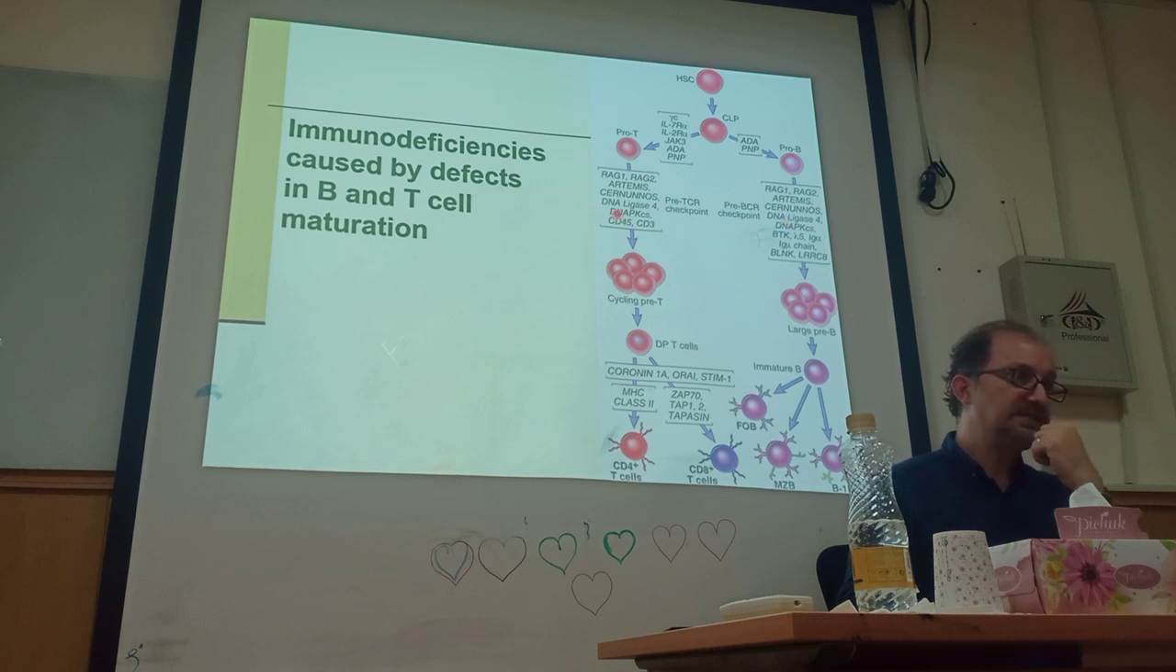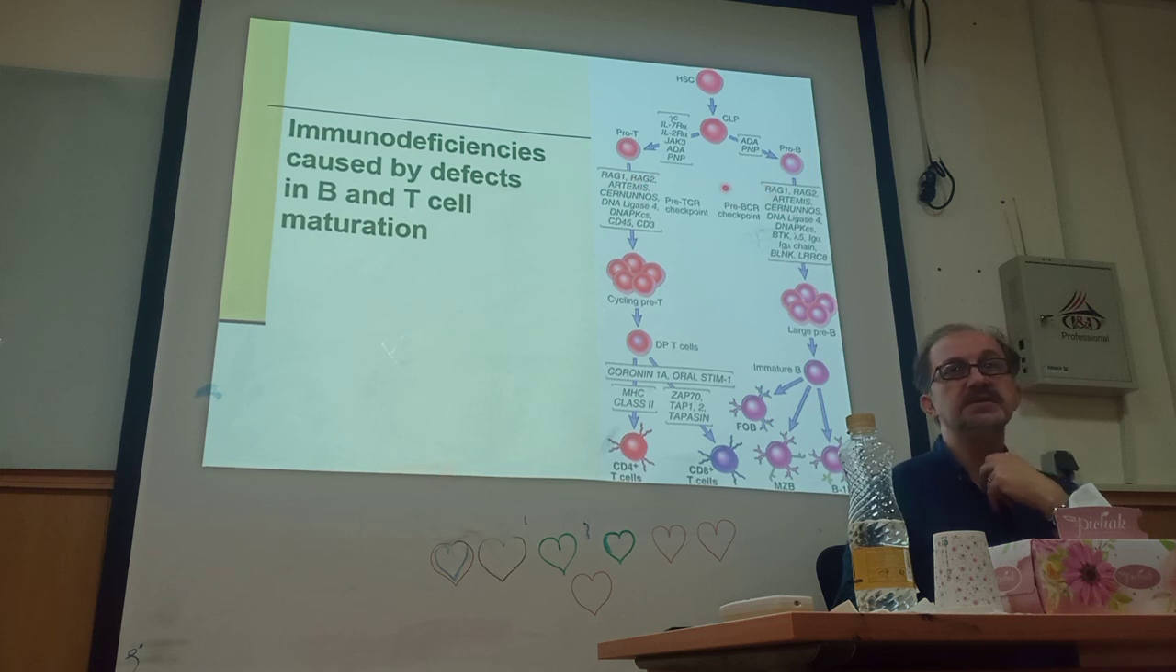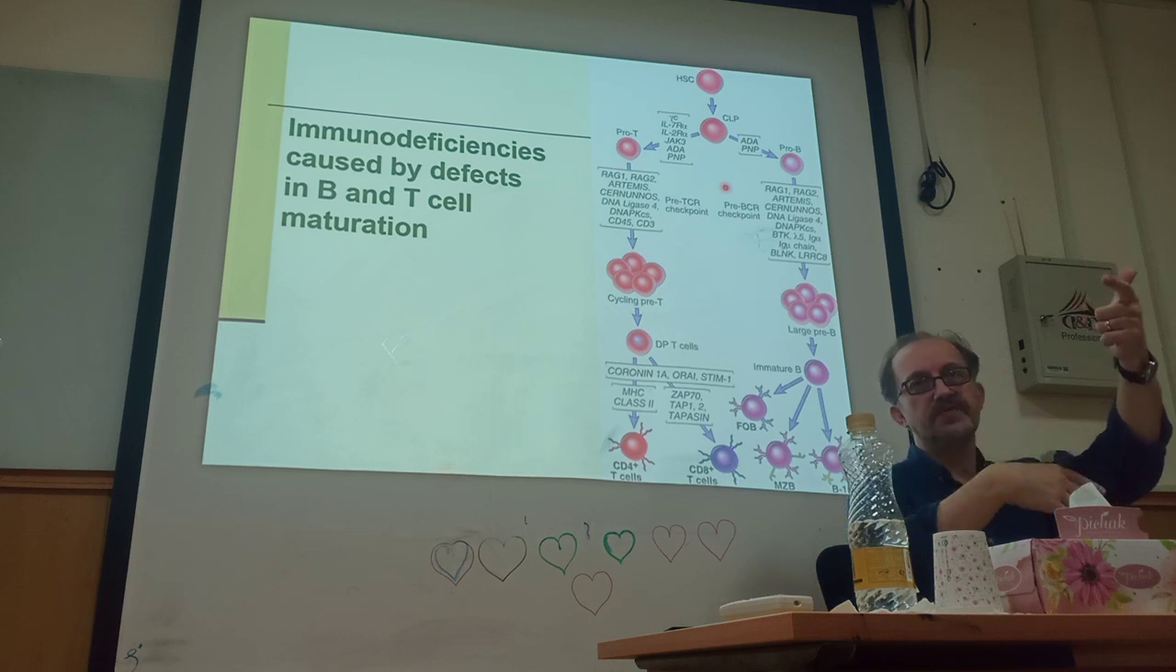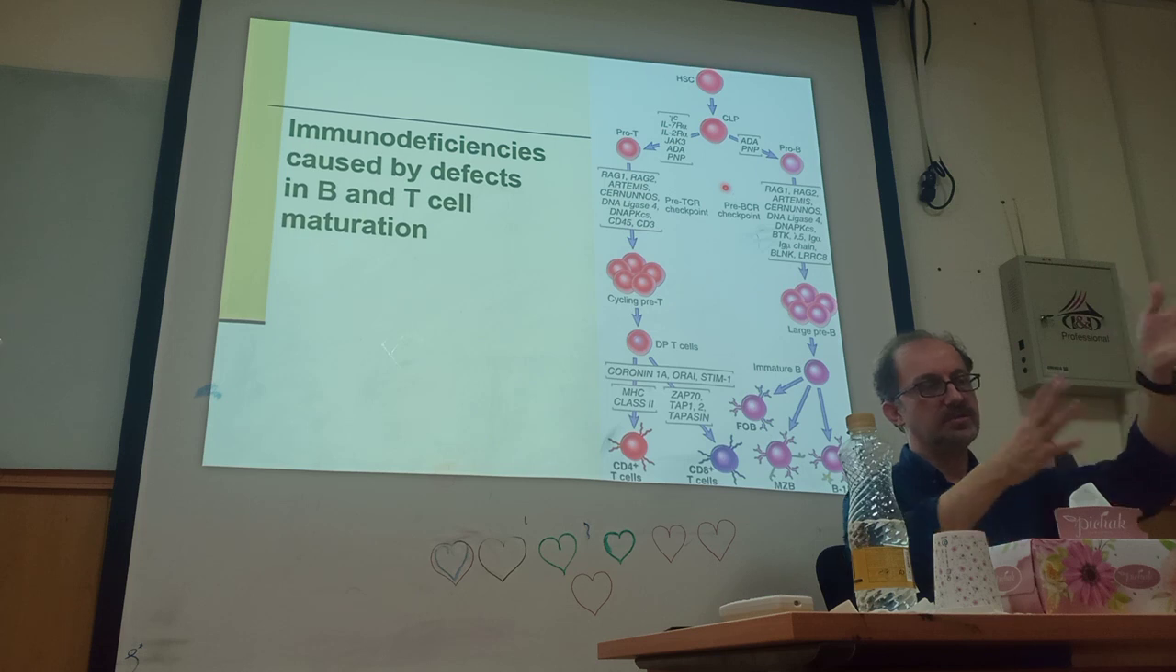The third question. Please imagine that there is a patient with RAG1, RAG2 mutation. So again, this is T minus, B minus, but NK positive SCID. T minus, B minus, NK positive.